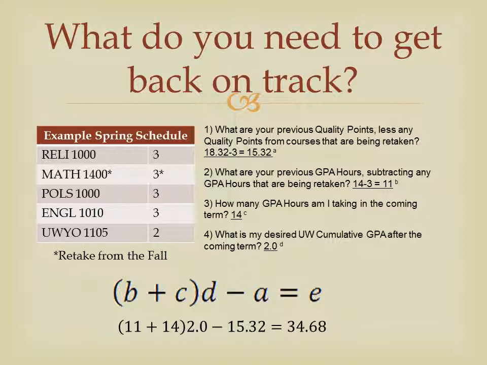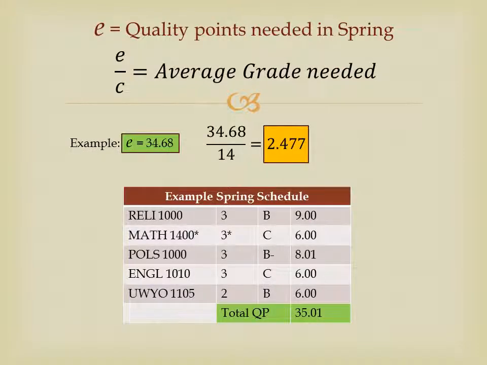And so then just fill in the spots there. Take a calculator, do the arithmetic, the B plus C, right? And then multiply that times D, and then subtract A, and that's going to get you E. And what E is, and this is a little confusing, but E is the quality points that you need this spring to get back in good standing. So quality points, that might not mean very much to you, right? Grade point average, that means a little more.